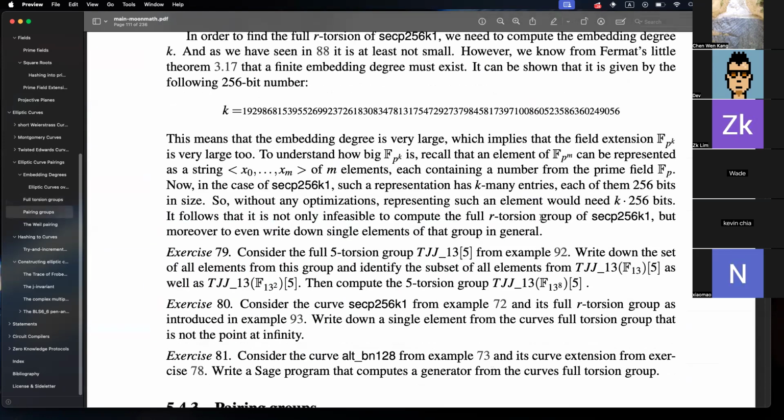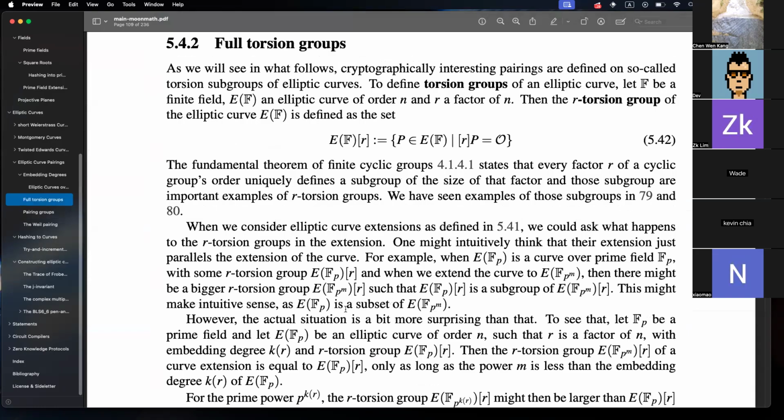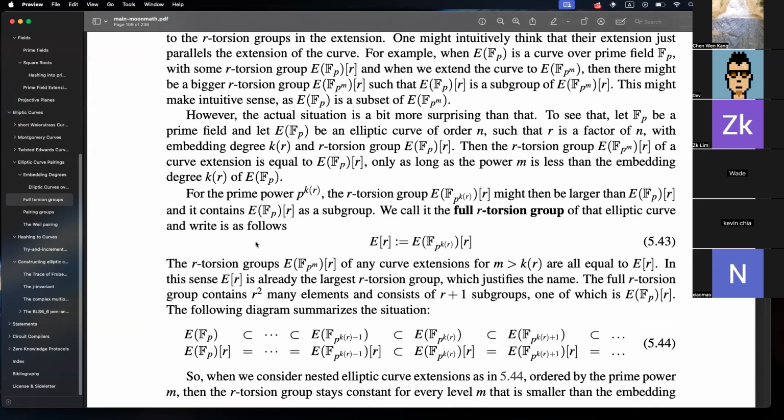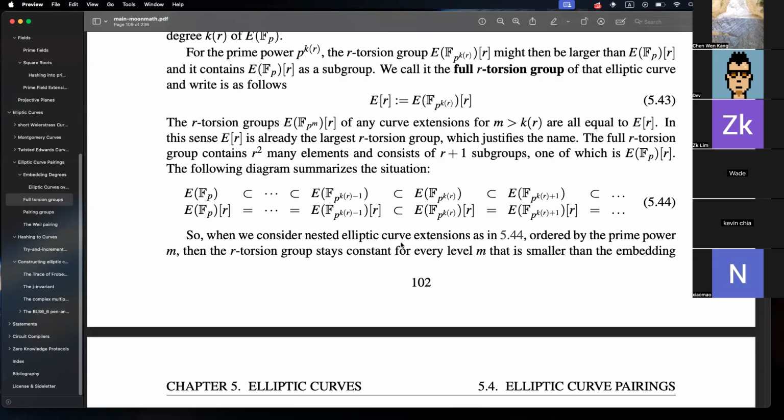Okay, that's essentially r-torsion or full torsion groups. Full torsion groups refer to the entire thing. The r-torsion group refers to the subset, essentially. The full r-torsion group is everything, but there are also a lot of subgroups. We still call them torsion groups. Okay, anyways, that's all about torsion groups.